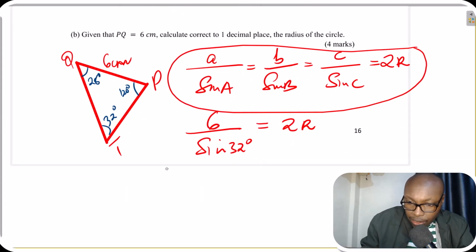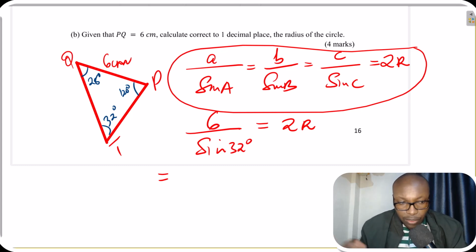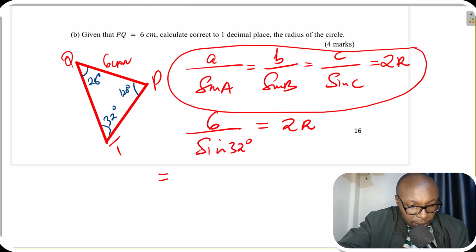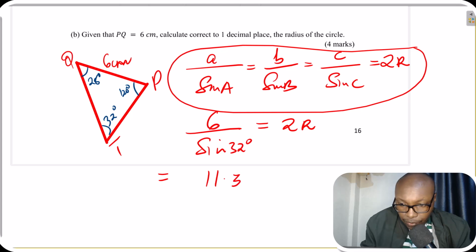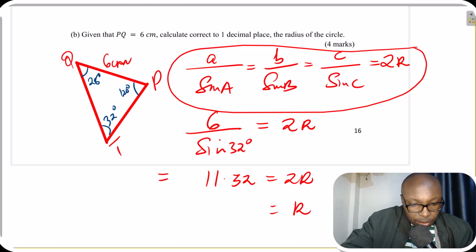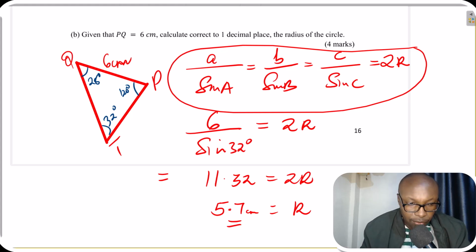Simple as that. Using a calculator, 6 divided by sine of 32 gives 11.32, correct to four significant figures, which is equal to 2 radius. So divide both sides by 2 to remain with R. If you divide this by 2, you get 5.66. Correct to one decimal place, you get 5.7 centimeters, and that is the radius of the circle. That is how you're supposed to solve it.